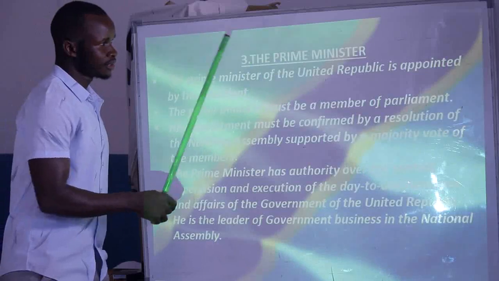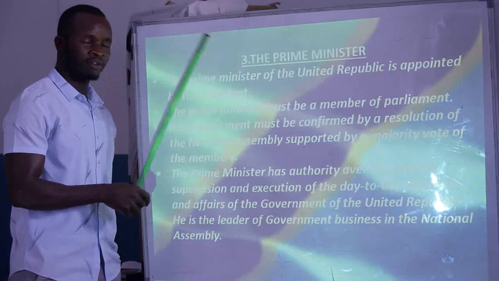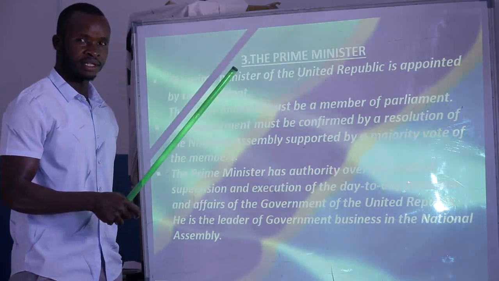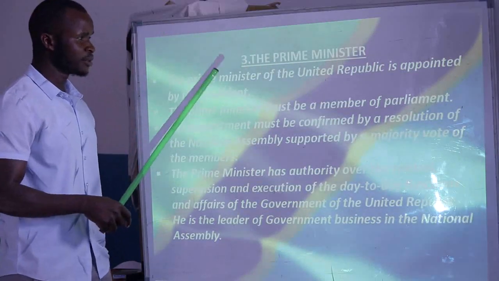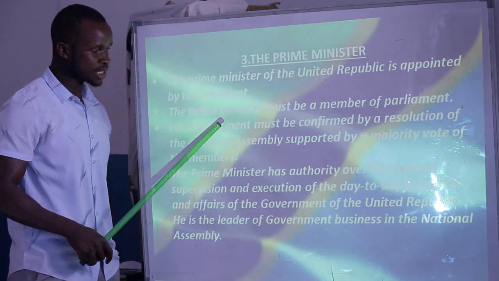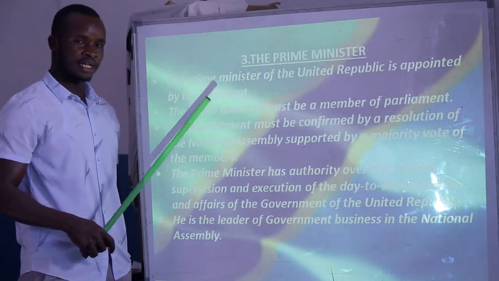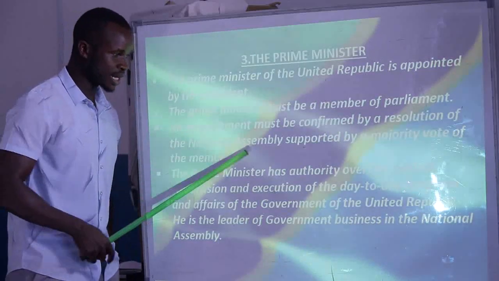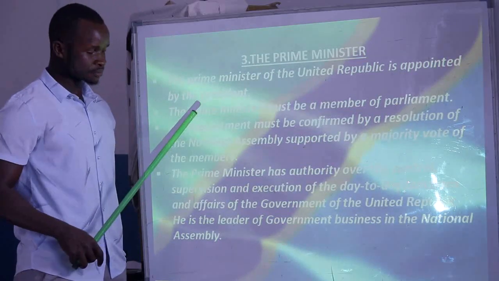For one to be Prime Minister, he or she must be an elected member of Parliament, a member by election. A person who is elected by citizens from a constituency is the one who is appointed by the President, and that appointment is taken to Parliament for approval. Approval is done through voting, so it is upon members of Parliament to either agree or refuse.